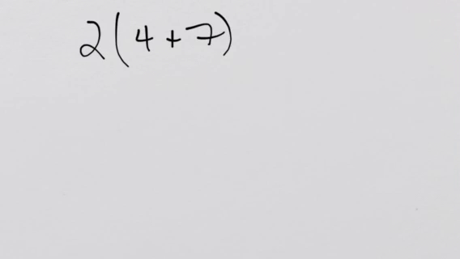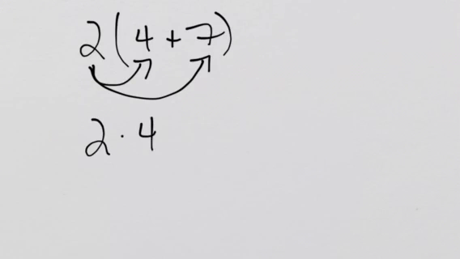Now what I'm going to do is I'm going to take the 2 and I'm going to draw an arrow to the 4. And then because I'm distributing, I'm going to take the arrow from the 2 and draw it to the 7 also. So what I'm going to have is this. I'm going to have 2 times 4, and then the last 2 terms will be 2 times 7. And I'm going to take the addition sign that is on the top part of the problem, and bring it down.